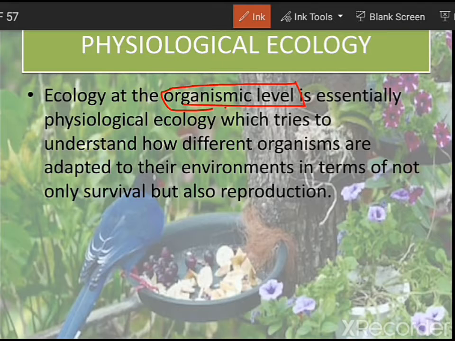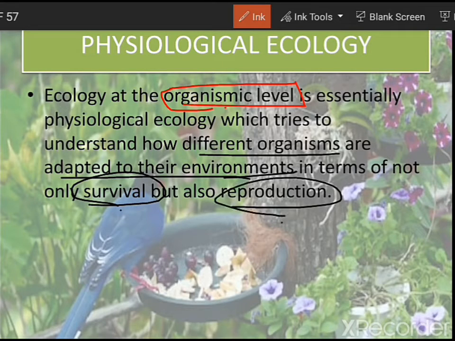What are those many things? First thing is how the different organisms are adapted to their environments, and this adaptation can be in terms of survival and also in terms of reproduction. So physiological ecology has one main motive. And what is that main motive? It is to understand how different organisms are adapted to their environment in terms of their survival as well as in terms of their reproduction.